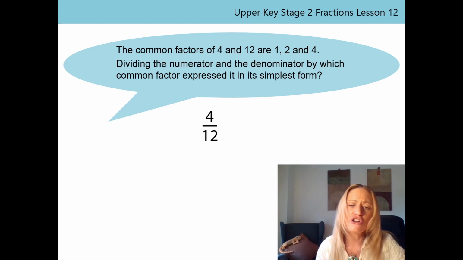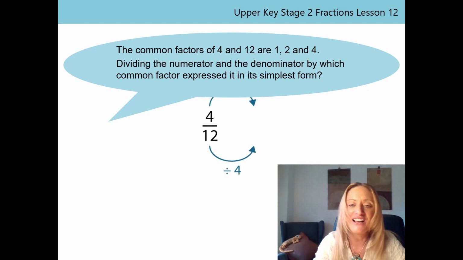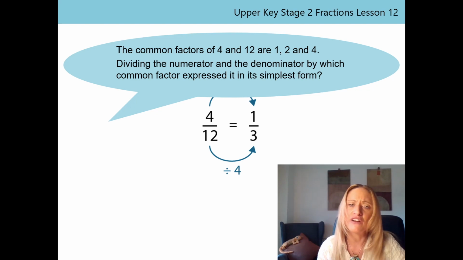But actually, which common factor expressed 4/12 in its simplest form? Which common factor? Brilliant. You're screaming at me now, aren't you? You're saying it was 4, Miss Eaton, it was 4. You're quite right. So when we divided by 4, we expressed 4/12 in its simplest form.